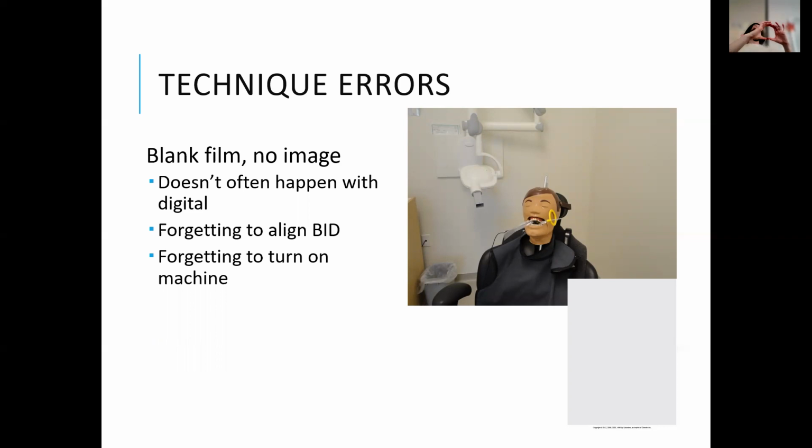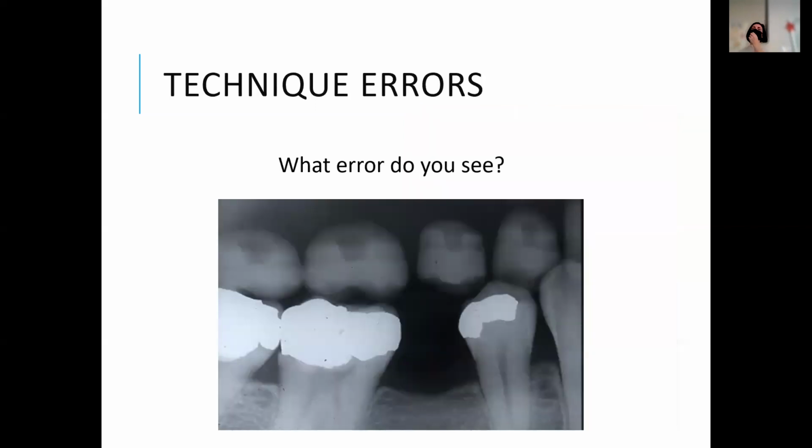If you got the BID snugged into all four corners and you take your picture, yes, the ring doesn't get flipped. So sometimes, especially when we're moving from the upper left, lower right to the other side, we move the bite block, but we forget to flip the ring. So why did it do that? What error do you think this is? Let's see if someone can figure it out.